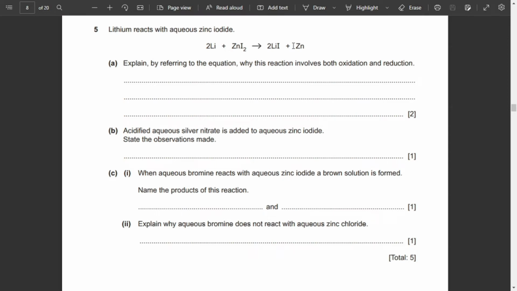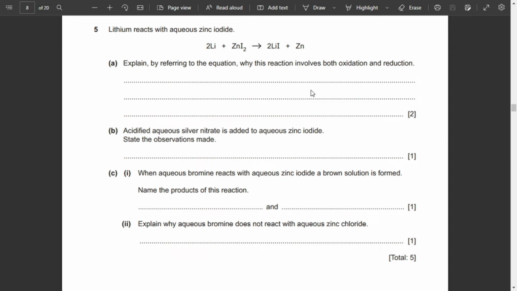Moving on to part B, acidified aqueous silver nitrate is added to aqueous zinc iodide. State the observations made. If we add acidified silver nitrate to zinc iodide, the observation will always be a yellow precipitate. Make sure that you learn all these. You also learn the colors of different elements of the periodic table and a few reaction colors. All of these you need to make sure that you learn, or you must have performed them in your labs, so make sure to remember it.